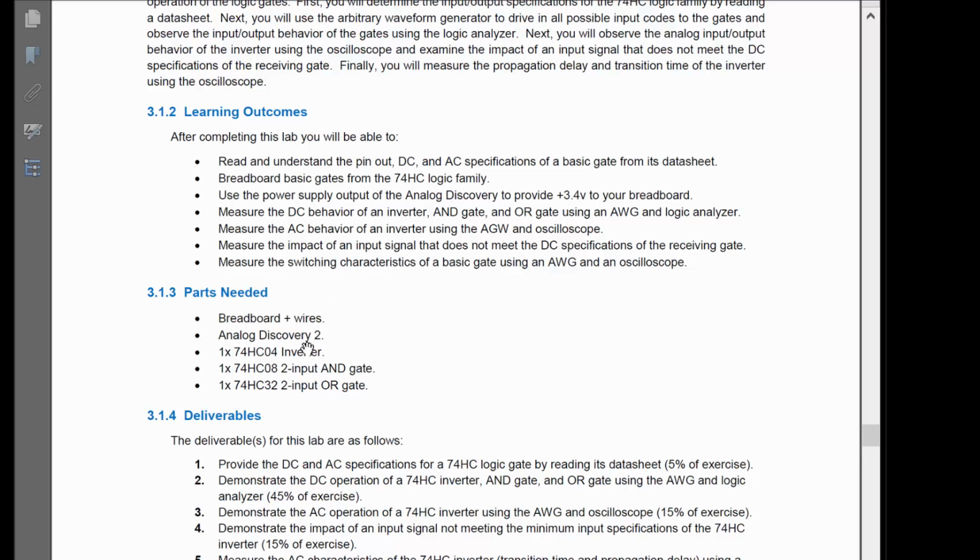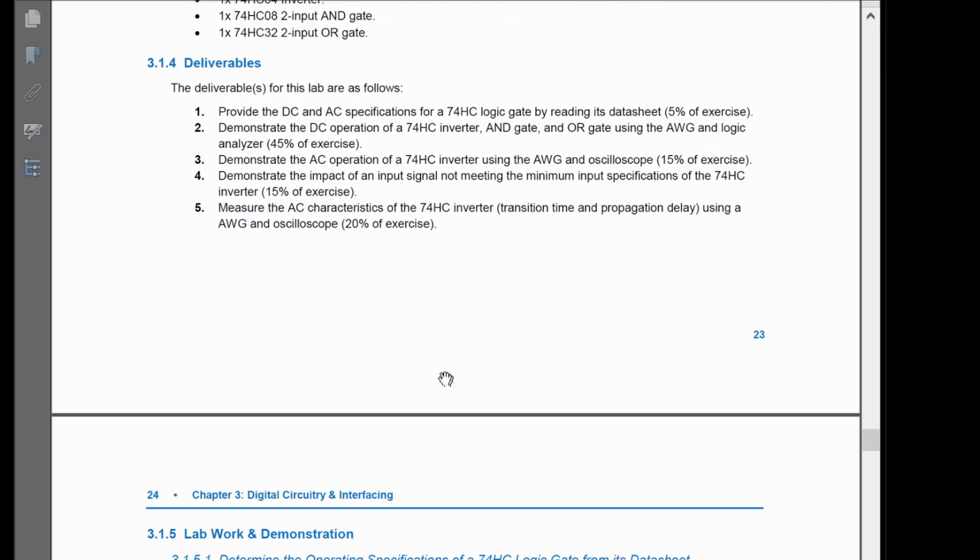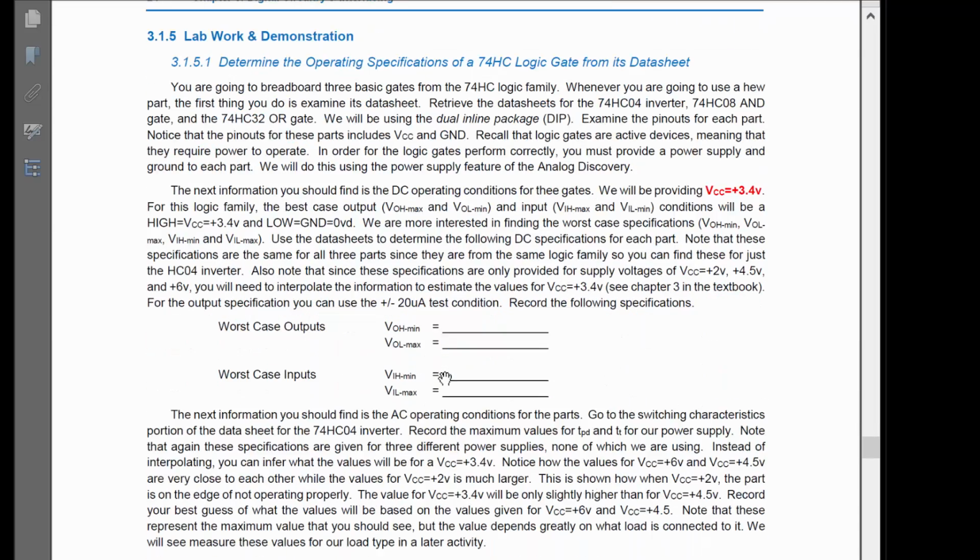So what you're going to want to do is get your breadboard and wires out, your Analog Discovery, and you're actually going to go into your parts kit now and look at the HC04 inverter, the HC08 2-input AND gate, and the HC32 2-input OR gate. So let us begin. There are a series of deliverables that we'll walk through in this video. But the first thing we want to do is take a look at the data sheet.